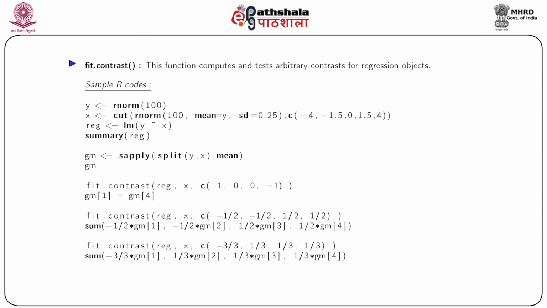Now fit.contrast: this function computes and tests arbitrary contrasts for regression objects. Just like the estimable function we had seen on a previous slide, which computes and tests contrasts and other estimable linear functions, fit.contrast computes and tests arbitrary contrasts for any regression object. So let y equal a random sample from the normal distribution of size 100. x equals cut(rnorm(100, mean y, sd 0.25)), and the contrast is defined as -4, -1.5, 0, 1.5 and 4. As you can see, when you add up the coefficients, they add up to 0.